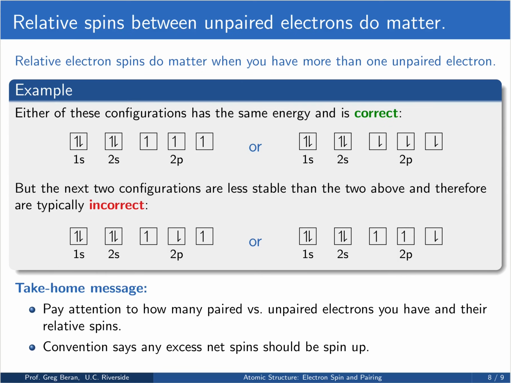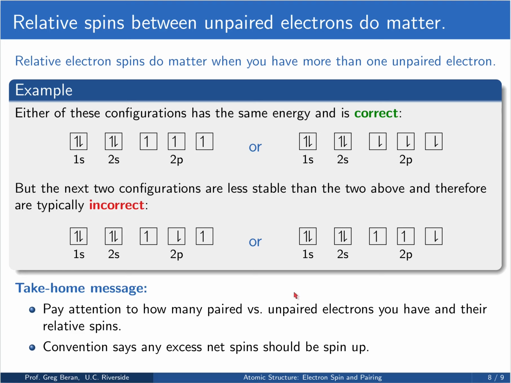However, if you have multiple unpaired electrons, then the spins can matter. Not in the absolute sense, but in the relative sense. Consider a configuration like this, where we have multiple unpaired ones. This configuration or this configuration, where these unpaired ones are all spin up or all spin down, are equally correct. It doesn't really matter which one you use, though again, we would typically use the spin up version by convention. But either of these lower two configurations, where I have a mixture of spin up and spin down, would actually be incorrect. These would have different energetics and be a different electronic state than those.